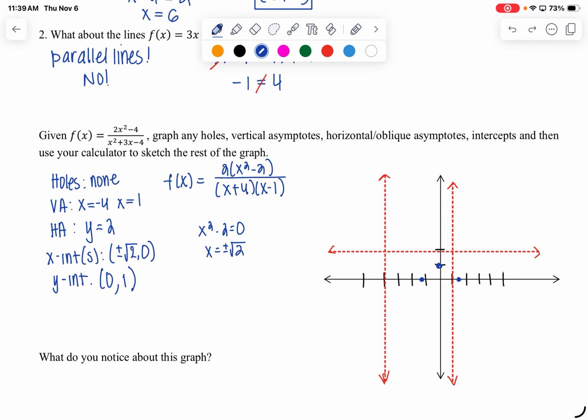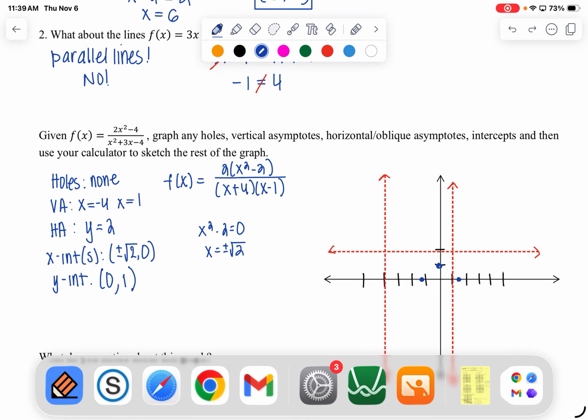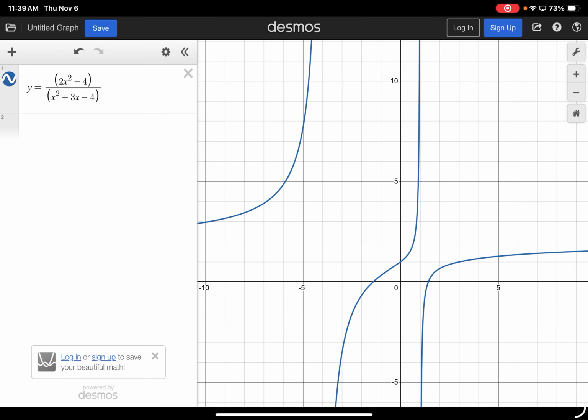All right, so let's get an idea of what this looks like here. So we're gonna pull it up on Desmos so you can see what's happening, okay? So here's what the graph looks like. If you look at that, remember we have a horizontal asymptote at y equals 2. We are passing through our horizontal asymptote.